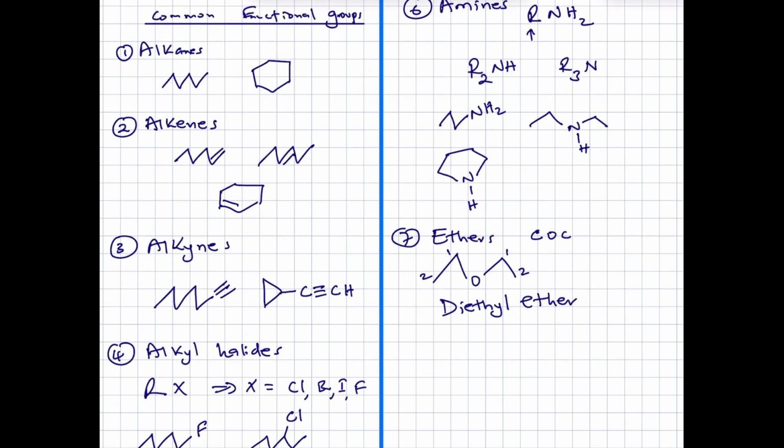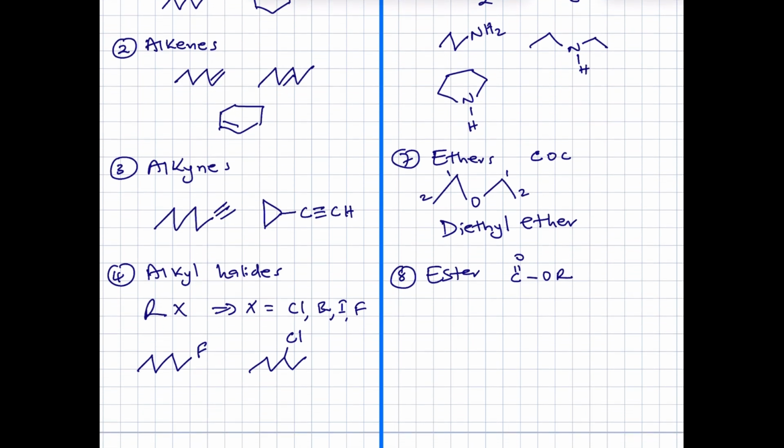Do not confuse this with number 8, ester. Ester contains a carbonyl group and an alkoxy group. So an example of that will be a carbonyl and then OCH3. That would be an example of an ester. You could also have a cyclic ester. And you see you have a carbonyl at this position and you have the alkoxy group.